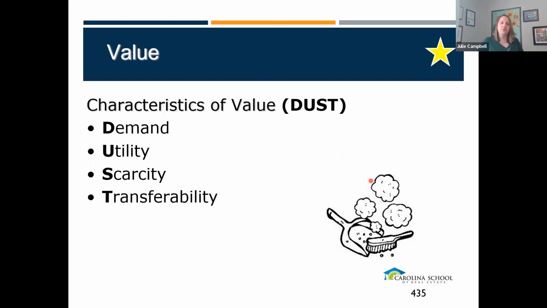And one thing the appraiser is going to look at when offering their opinion of value is DUST. Is there a demand for the property? Is there a need or a desire for the property? That need or desire has to be backed by the financial means to purchase it. What's the utility of the property? How's it going to satisfy the future owner's needs and desires?